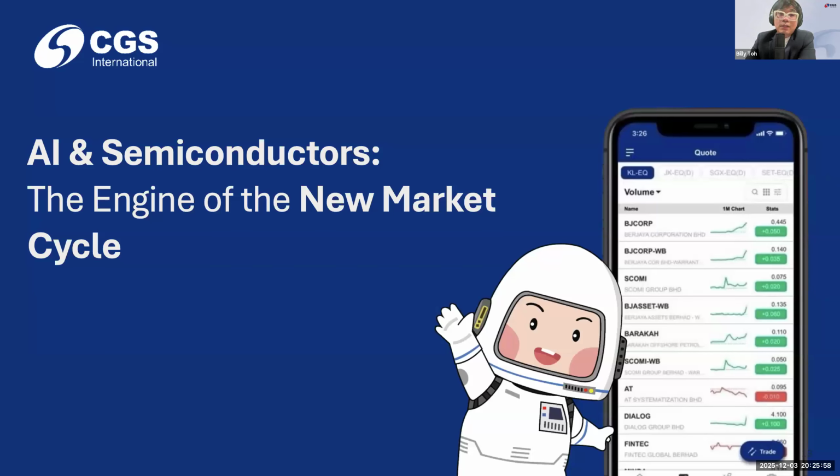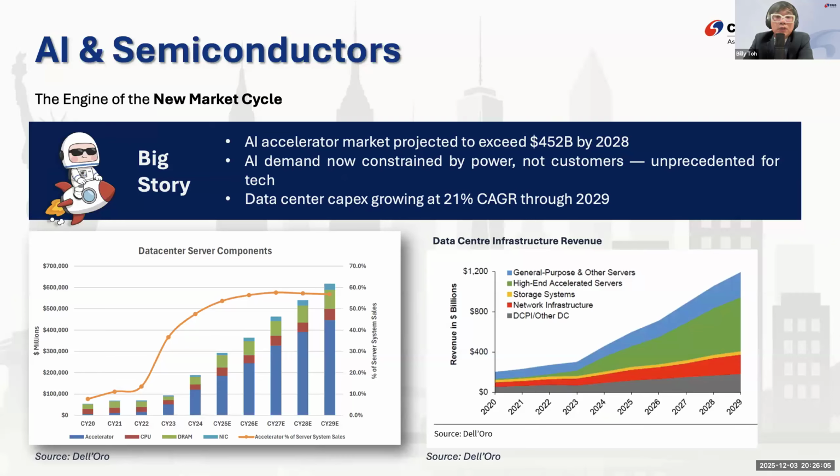Now let's look at some of the sectors. Let's talk about the most popular one first, AI and semiconductors, which is the engine of this new market cycle. Let's look at some of the data. The chart on your left-hand side shows the data center server components. If you look at the blue color, the largest is actually the accelerator. The AI accelerator market is projected to exceed 452 billion by 2028. There are a lot more bottlenecks in terms of power and compute capacity, not so much on customers. So there is demand for that.